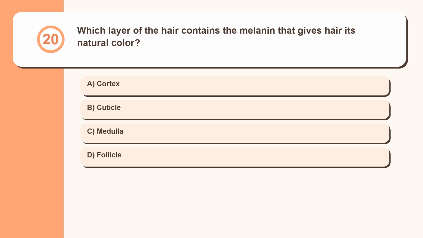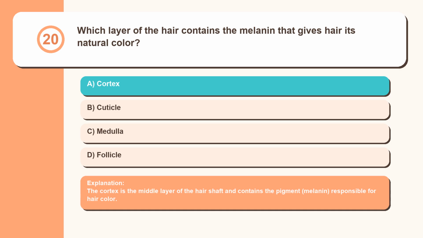Question 20. Which layer of the hair contains the melanin that gives hair its natural color? Cortex, cuticle, medulla, follicle. The cortex is the middle layer of the hair shaft and contains the pigment, melanin, responsible for hair color.